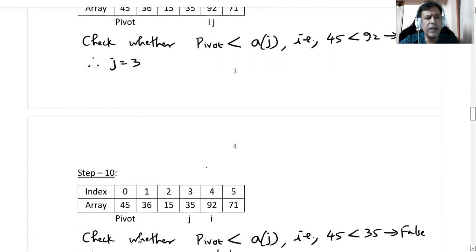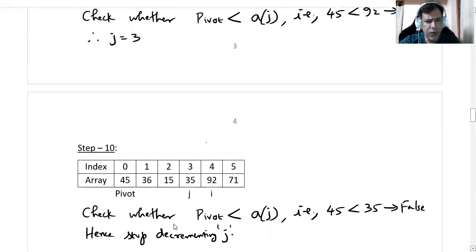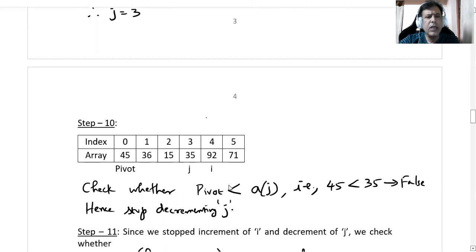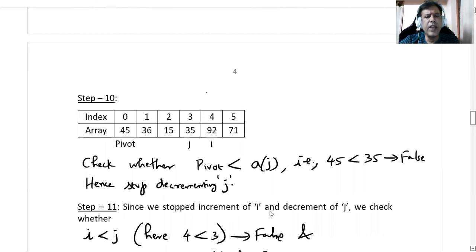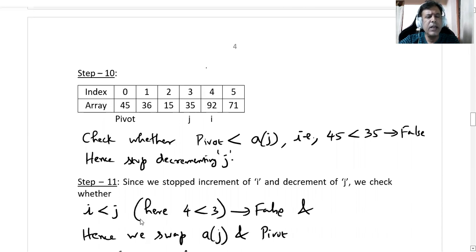And in step 10, further, you check whether the pivot, that is 45, is less than 35 or not. It is false. So you stop decrementing J also. Now that you stopped both incrementing of I and decrementing of J, we check again whether I is less than J. I is 4 now, J is 3 now, so it is false.